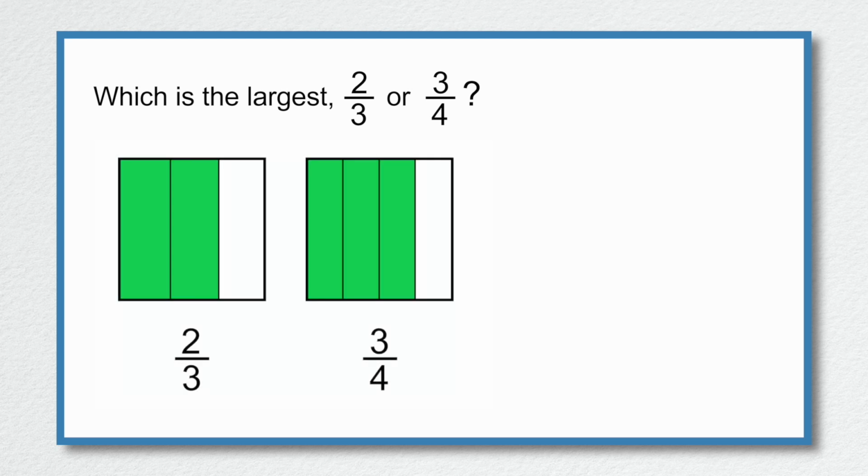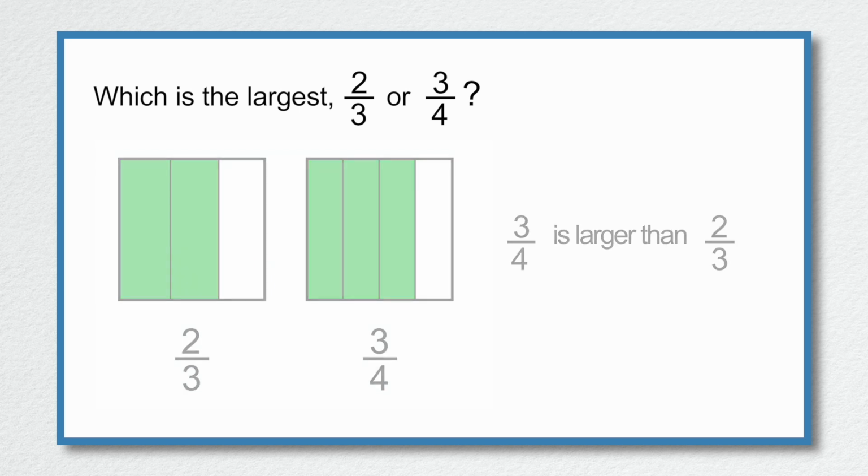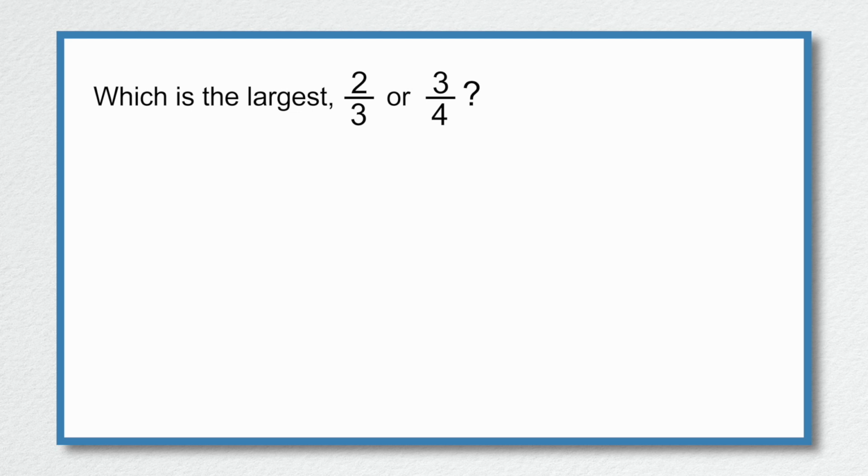Well, we could use some squared paper, draw two shapes of the same size, and shade in the appropriate amount. And we can see that 3/4 is larger than 2/3, because the area showing 3/4 is larger than the area showing 2/3, provided, of course, the shapes that we are finding the fraction of are the same size. But we're going to use a less visual approach in order to compare the size of fractions or to order fractions. Let's stick with this example, even though we know what the answer is.